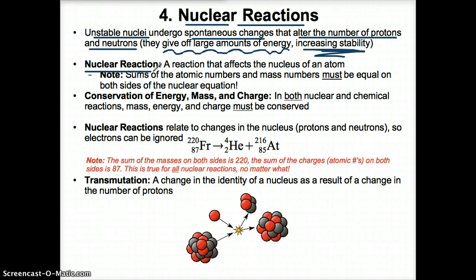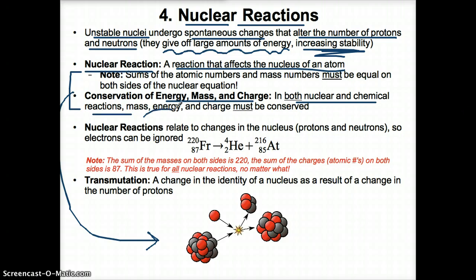All right, now nuclear reactions are described as reactions that affect the nucleus of an atom, either the protons, neutrons, or both. And two things worth noting for all nuclear reactions are the energy, mass, and charge. Generally, the energy, mass, and charge in both nuclear and chemical reactions must be conserved, or kept the same, both before and after the reaction. Mass, energy, and charge must be conserved or kept the same before and after. How this is manifested in a nuclear reaction is that the sums of the atomic numbers in the bottom and the mass numbers in the top on both sides of the nuclear equation must be equal on both sides.